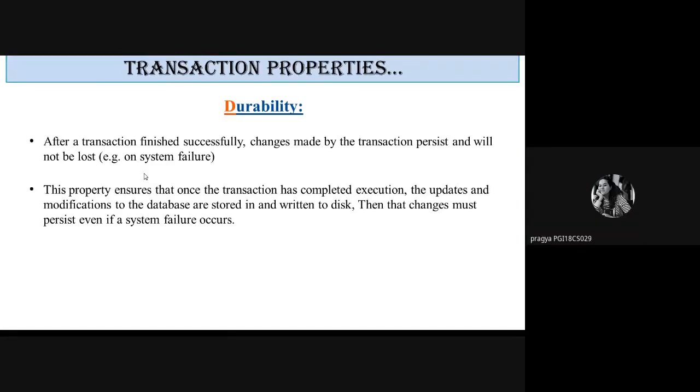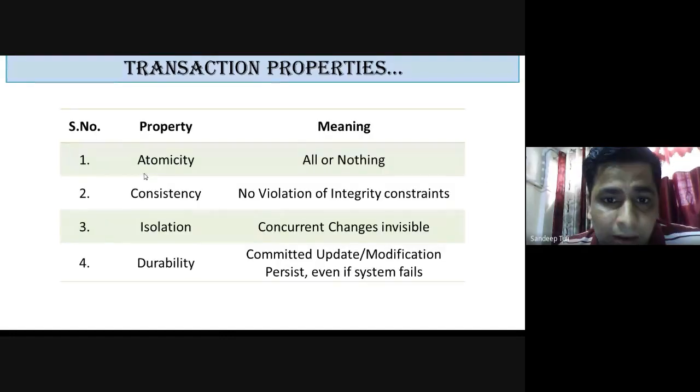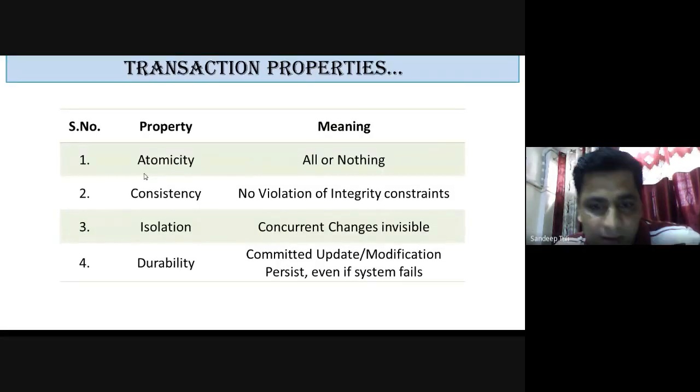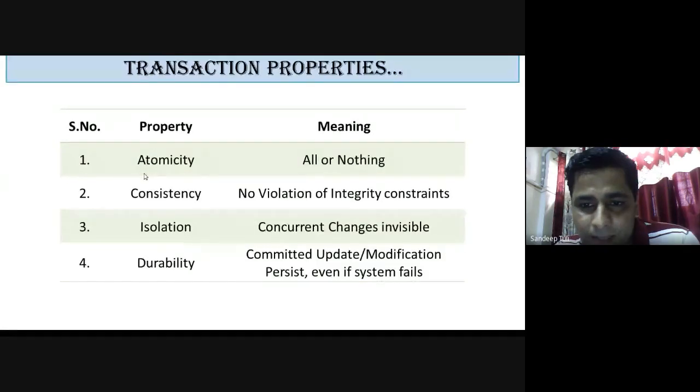Now I am concluding the ACID properties. In short, with the help of this table, you can recap the properties once again. Atomicity means the all-or-nothing rule. Is it clear now? Yes or no?